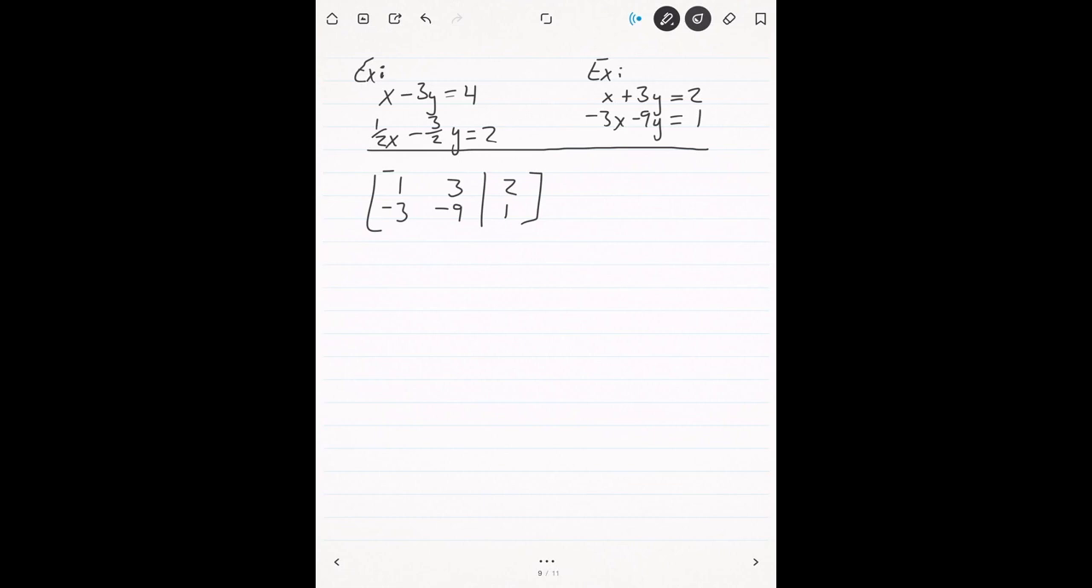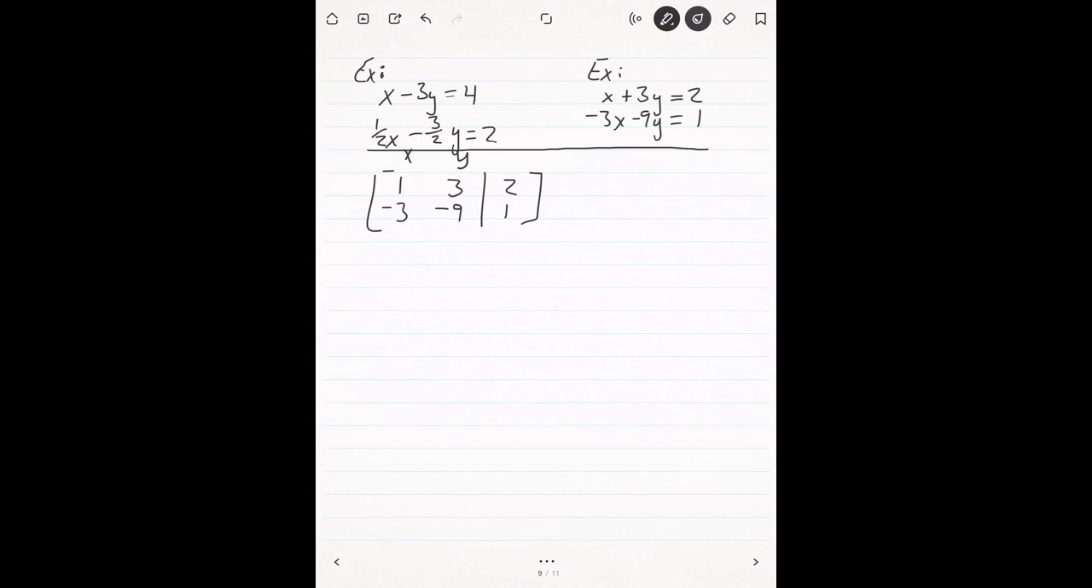All right, well, as I first work, I want to make sure that I'm able to put this into an augmented matrix. So I took the coefficients of the first equation here, 1, 3, and have the constant 2. And then I took the coefficients of the second equation, the -3, the -9, and the 1, and put those as the second row. Remember that these are the x's and these are the y's. So let's try to put this in reduced row echelon form.